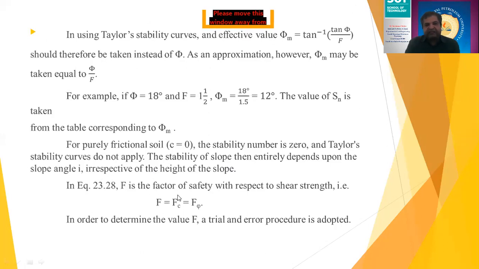In this case, the factor of safety with respect to shear strength that you can calculate with respect to this formula. In this case, the factor of safety with respect to cohesion as well as with respect to internal friction is equal to 0, right? So in order to determine the value of F, you need to use several trials.